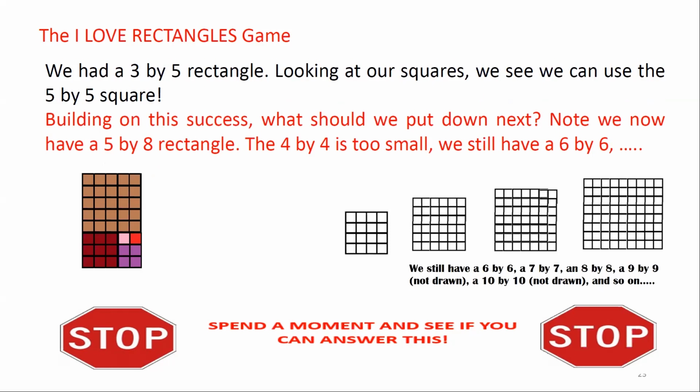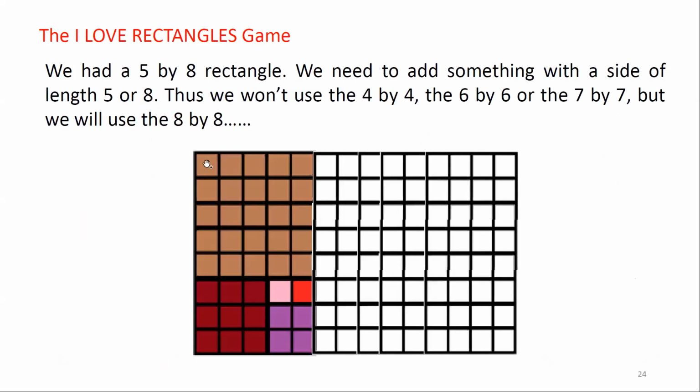All right, welcome back. What should we put down? An 8 by 8. We should put down an 8 by 8. And now we have an 8 by 13. And let's see if you can figure out what the pattern is. So we're not going to use the 4 by 4, the 6 by 6, or the 7 by 7. So not every square is used, but it seems like we could always find another bigger square.